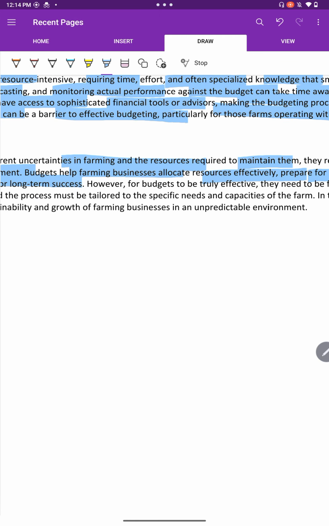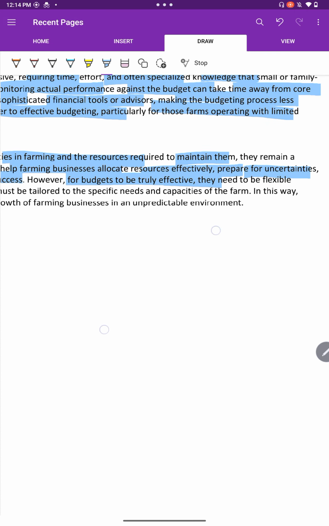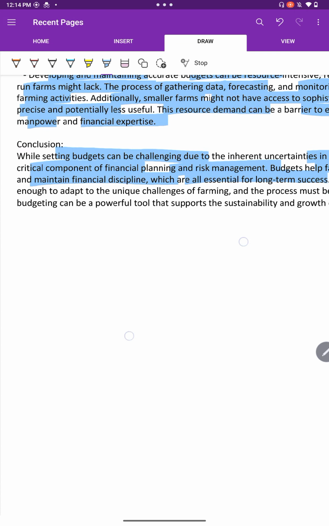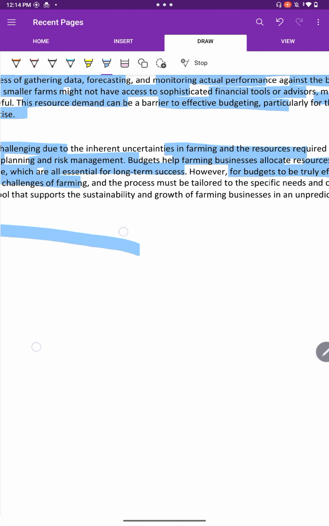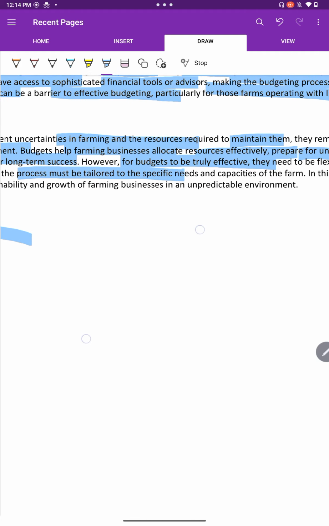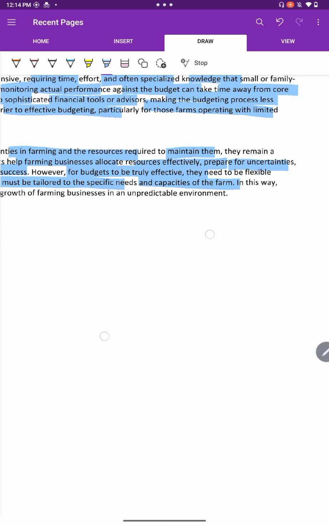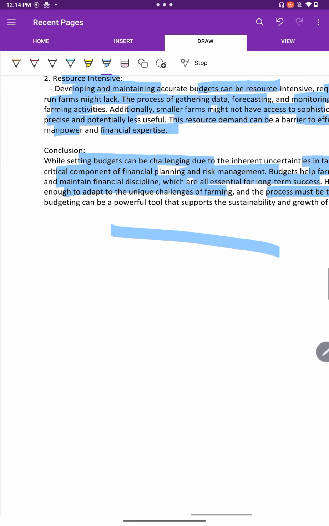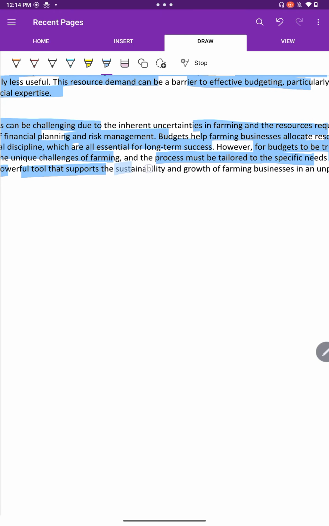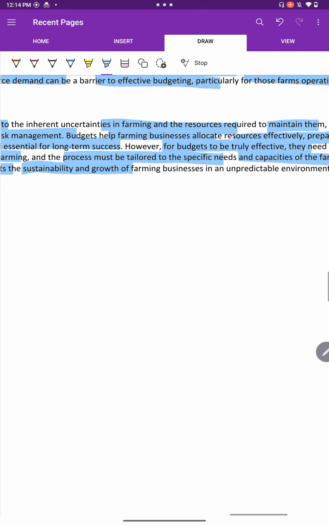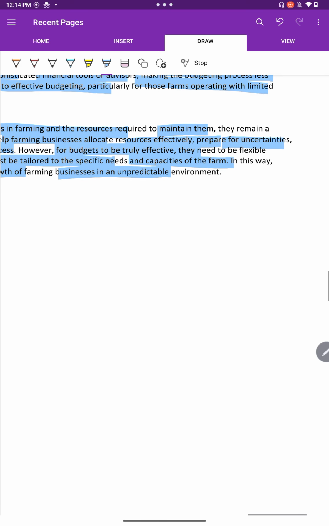However, for budgets to be truly effective, they need to be flexible enough to adapt to the unique challenges of farming, and the process must be tailored to the specific needs and capacities of the farm. In this way, budgeting can be a powerful tool that supports the sustainability and growth of farming businesses in an unpredictable environment.